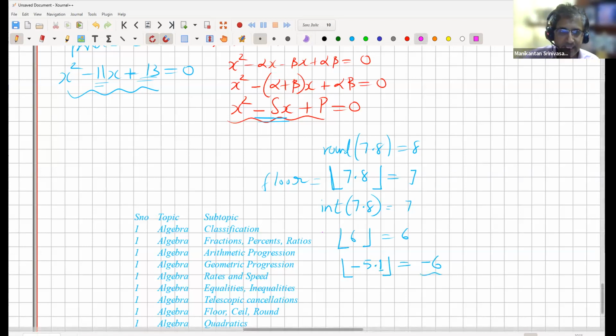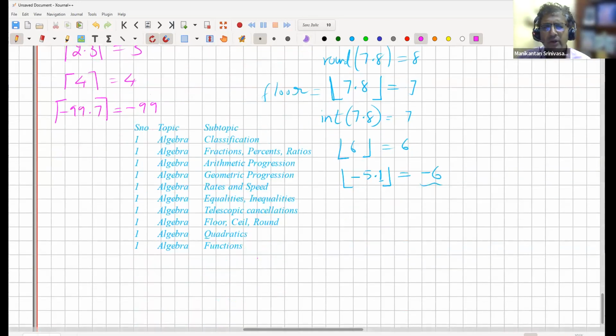Exactly the reverse process for ceiling. So ceiling of 2.3 is 3. If it's an integer, you just stop there. So ceiling of 4 is 4. But ceiling of 2.3, it's not an integer. You go up till you get the next integer. So ceiling of minus 99.7 is minus 99, because you go up to reach minus 99. So floor and ceiling are important.